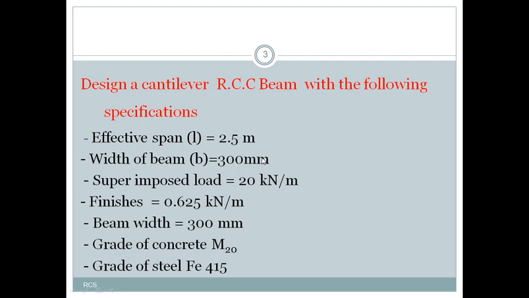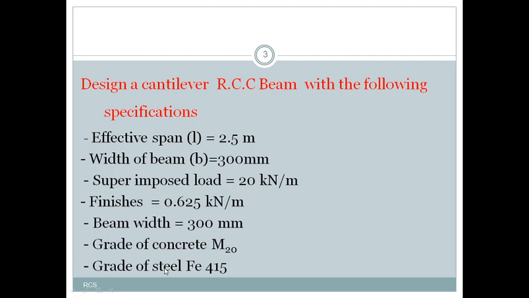He requires 300 mm width and a superimposed load of 20 kilonewton per meter, and finishes, some extra load, that is 0.625 kilonewton per meter, and the grade of concrete used is M20, grade of steel used is Fe415. Right. So effective span is given, width is given, superimposed load, that is nothing but a live load, is given, and floor finishes weight, that is 0.625 kilonewton per meter. From the grade of concrete we can calculate the characteristic compressive strength of concrete, which will be denoted with fck. So fck equal to 20 Newton per mm square.